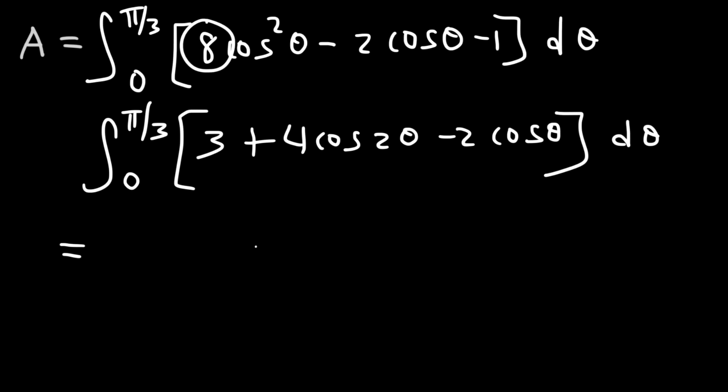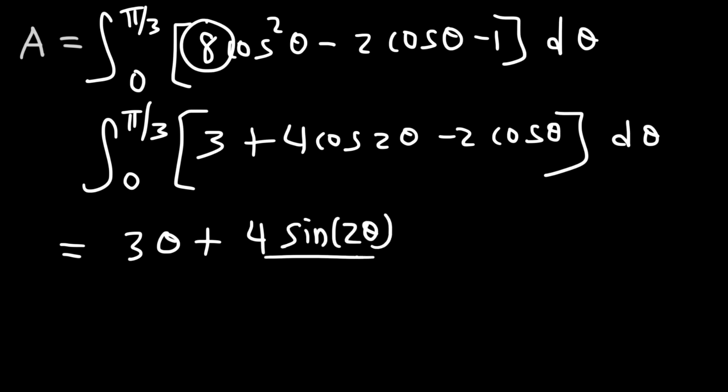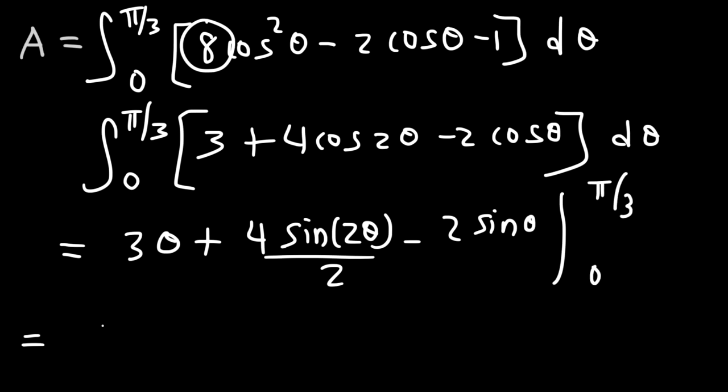The antiderivative of 3 d theta is 3 theta, and the antiderivative of cosine 2 theta is sine 2 theta divided by 2, and the antiderivative of cosine theta is just sine theta. So let's plug in pi over 3. So it's going to be 3 times pi over 3, and then 4 divided by 2 is 2.